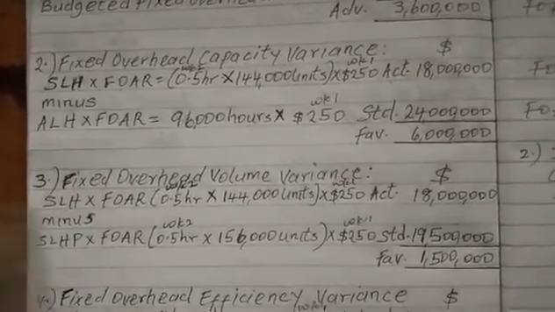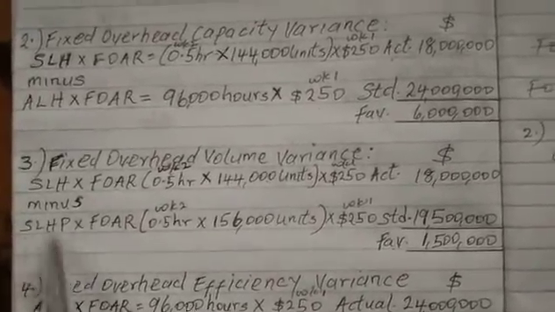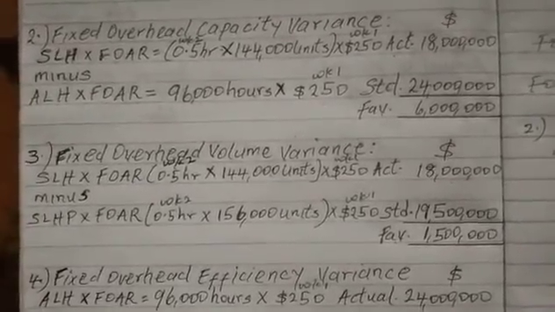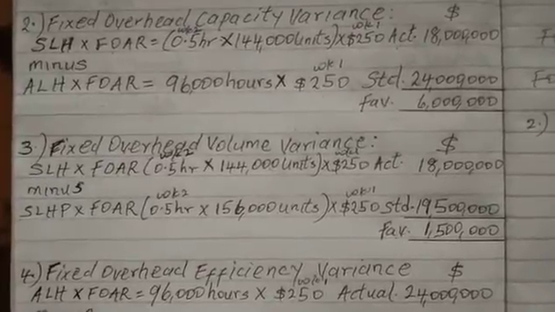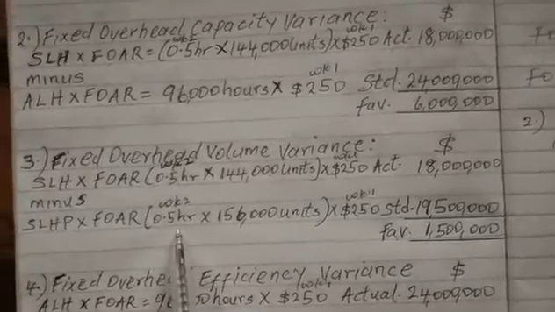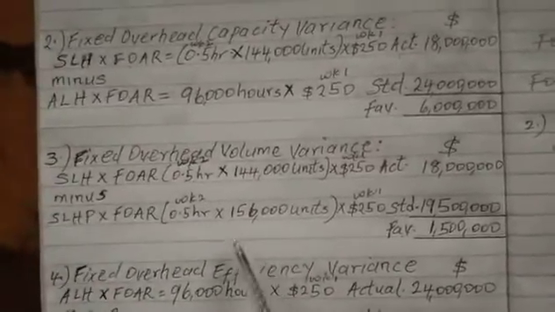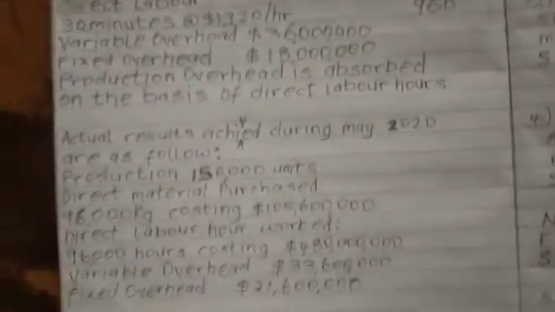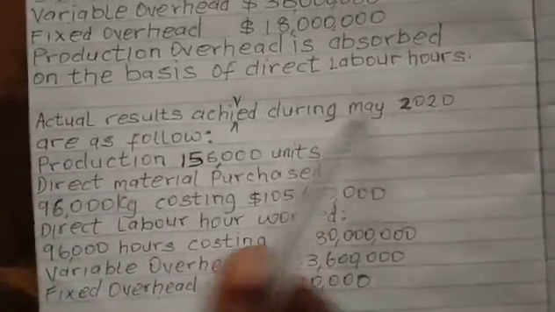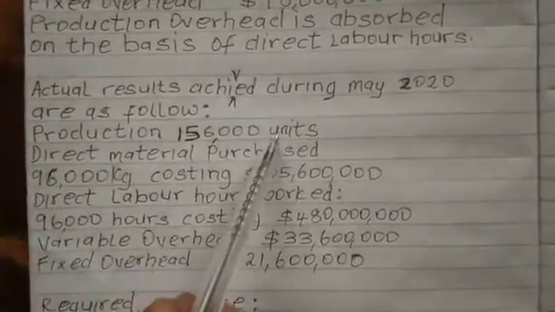$18 million minus standard labor hour for actual production. What is standard hour? Standard hour means how many hours were used for one unit, whether in the budgeted or in the actual production; it's always the same, 0.5 hour. Multiplied by how many units? This is the actual production. What's the actual production? You go to the actual aspect of the question: actual results achieved during May 2020 are as follows. Production 150,000 units.